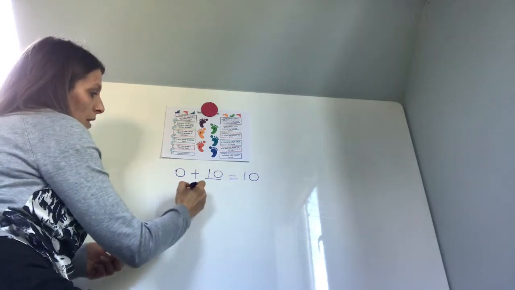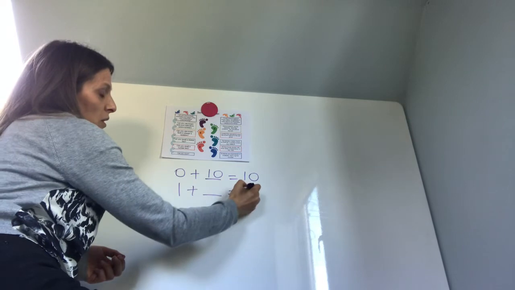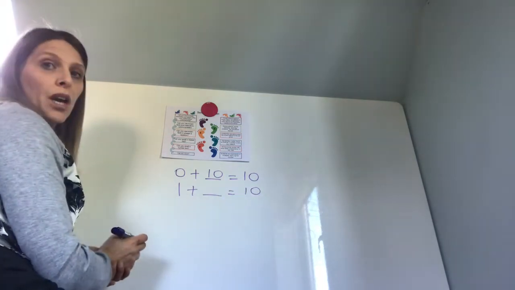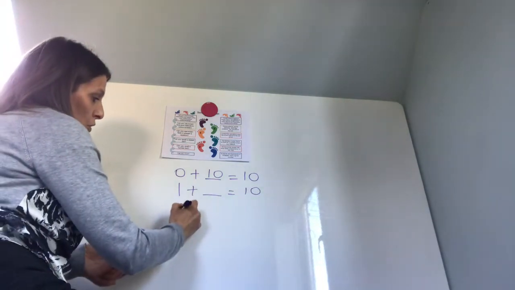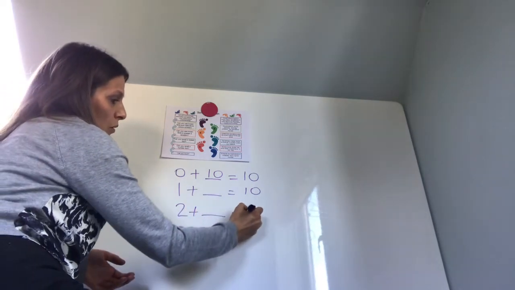This one here, look at my patterns. 1, add something equals 10. Now your answer is always going to be 10 because we're looking at a number bond to 10. 2, add something equals 10.